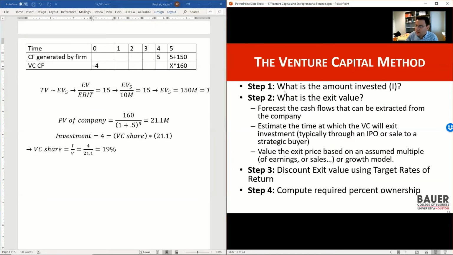Okay, so those are our steps, right? What is the amount invested? 4 million. What is the exit value? That's 160. That's how much the total company is going to be worth when the VC can cash out. We discounted that. That's step 3. We discount that 160 using our target rate of return of 50%. That gives us the total value of the company is 21.1. And then finally, we compare that 21.1 to the investment amount of 4 to give us the required ownership.